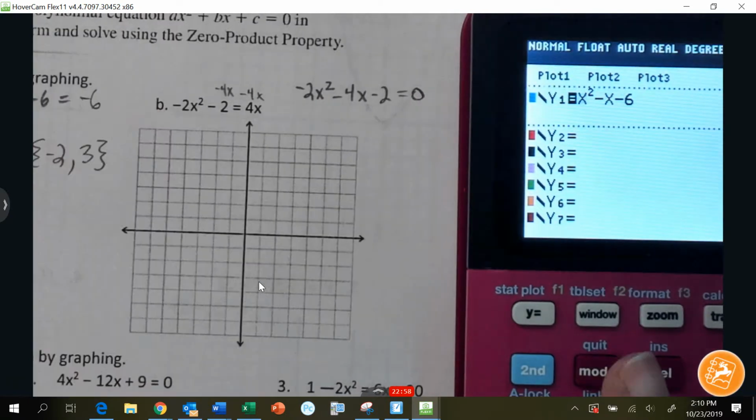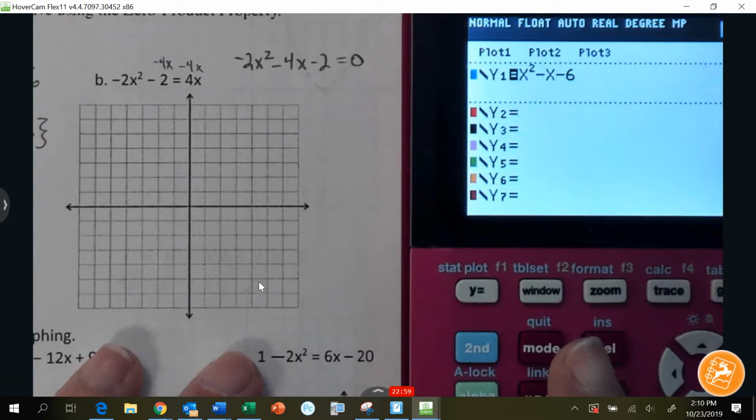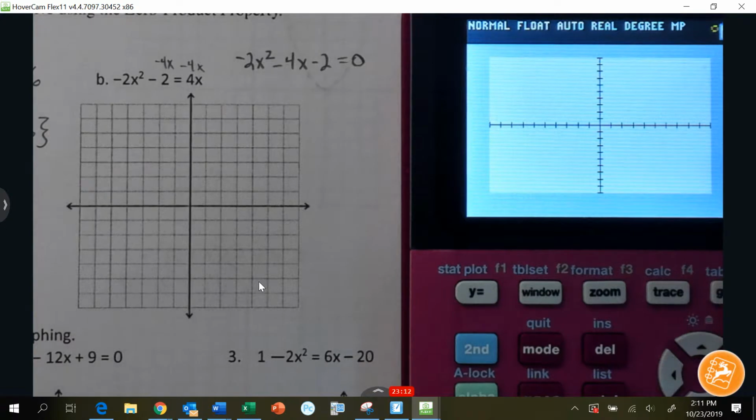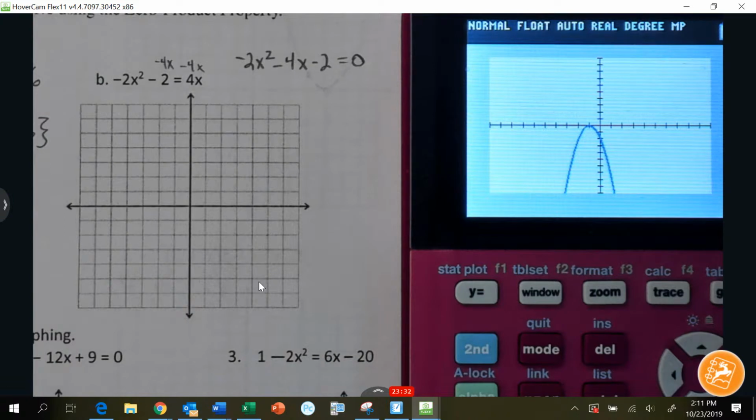We're just kind of starting over. We're going to go to y and type in negative 2x squared minus 4x minus 2. So there's the graph. What am I trying to find? I'm trying to find the x-intercepts. There is an x-intercept. Yeah, the vertex is the x-intercept.